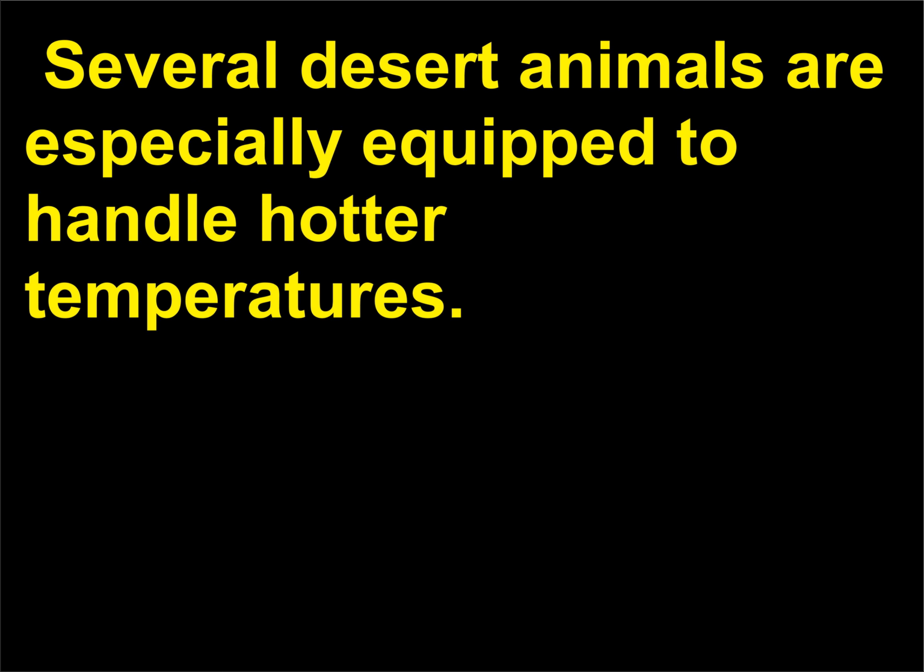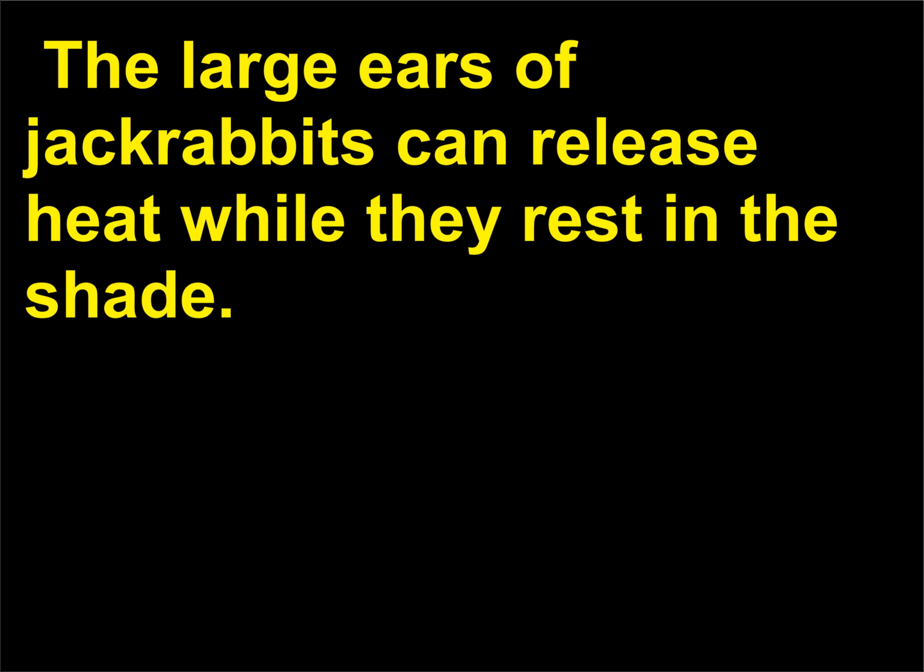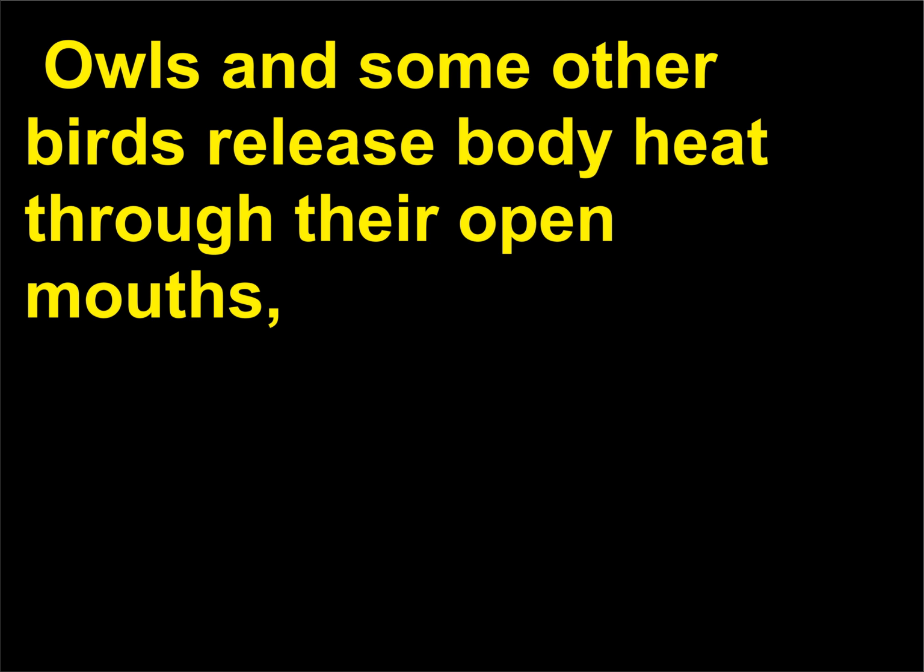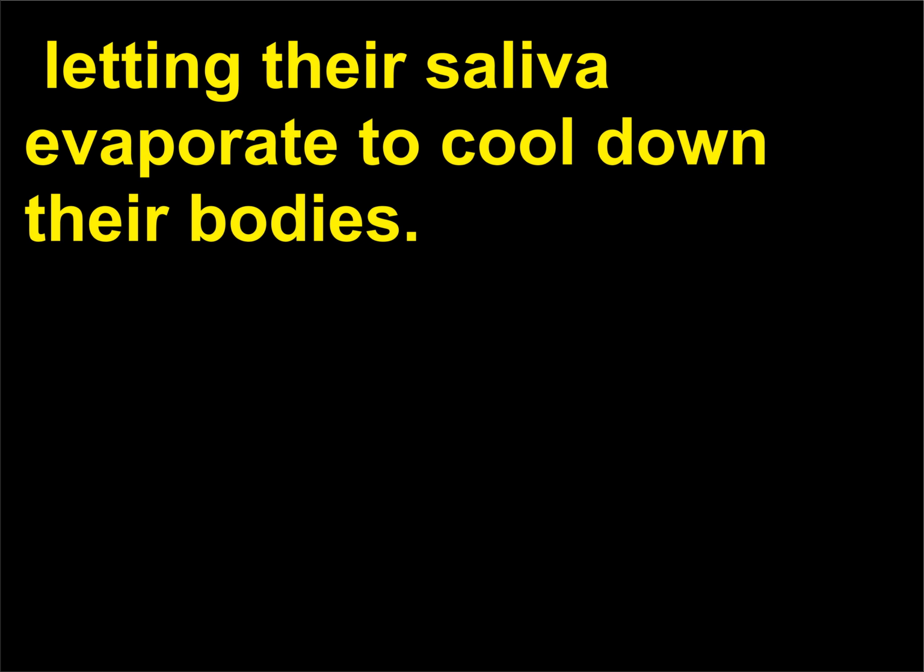Several desert animals are especially equipped to handle hotter temperatures. The large ears of jackrabbits can release heat while they rest in the shade. Owls and some other birds release body heat through their open mouths, letting their saliva evaporate to cool down their bodies.